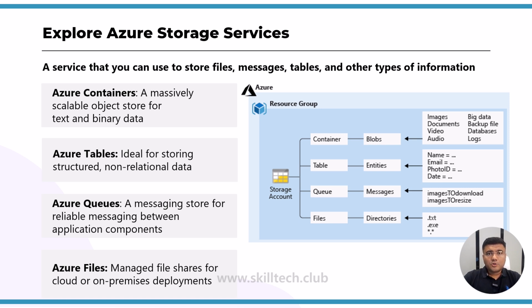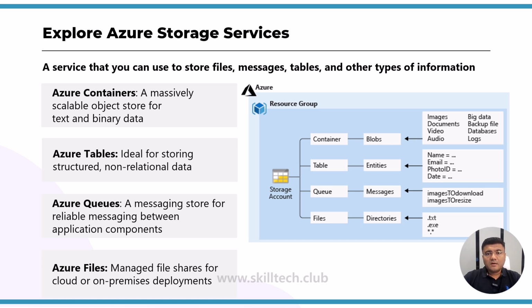Then you have Azure Queues, which is a messaging storage solution where you can store messages for your application-specific communication. When you do this, different components of an application can communicate using the storage queue messages. And finally, we have Azure Files, which is a managed file share for cloud and on-premises deployment. This is a file share based on the SMB protocol and allows you to share your files with your team members or with multiple virtual machines in such scenarios.